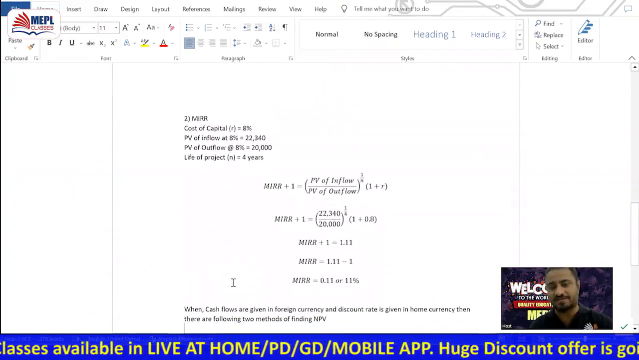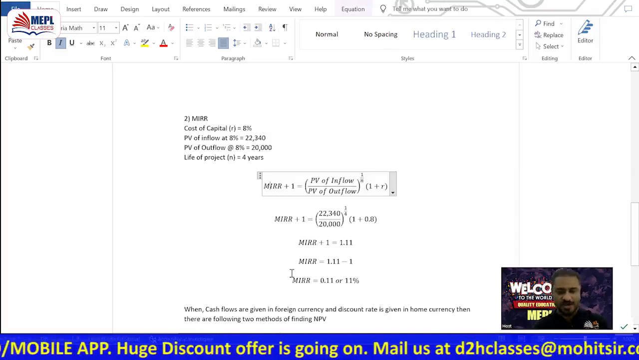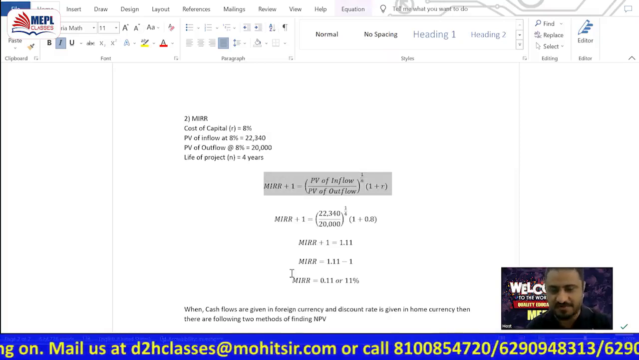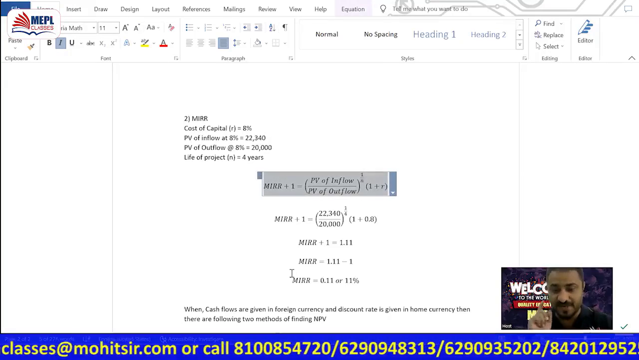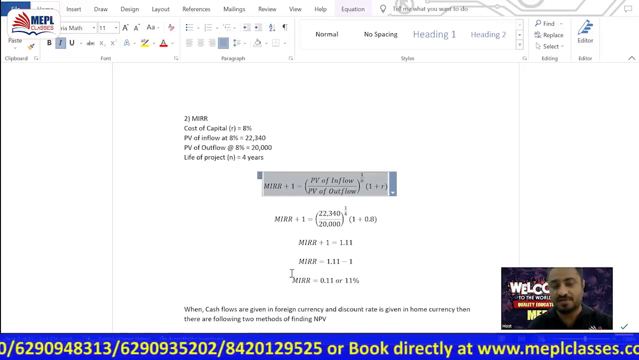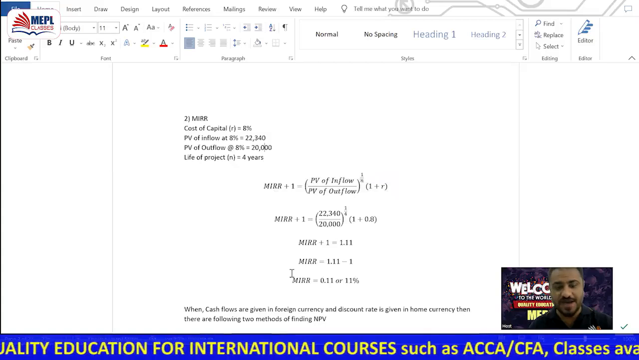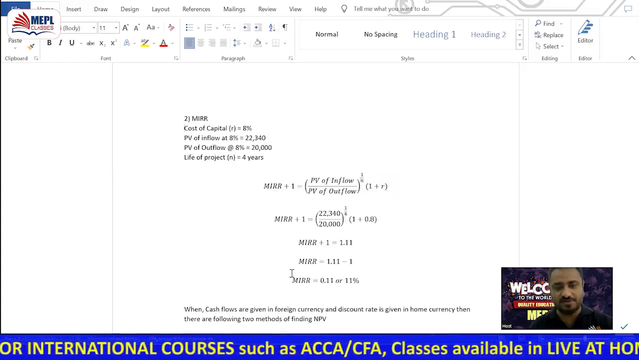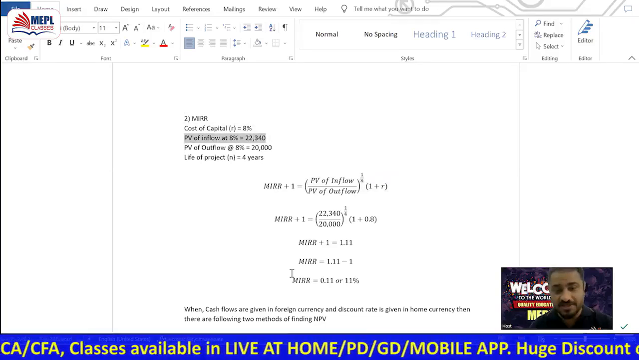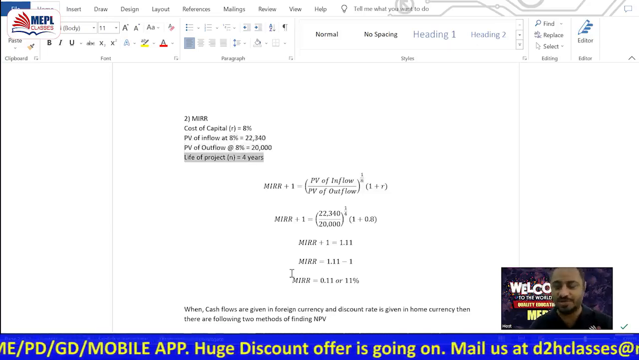What is MIRR? So first, let's understand the concept. The formula is MIRR plus 1 is equal to present value of inflow divided by present value of outflow, raised to power 1 by n, where n means the life of a project, multiplied by 1 plus r, your required rate of return. So what do we need to calculate the MIRR? Four things. Cost of capital, which is given in the question. Present value of inflow at the given cost of capital, which we know already. Present value of outflow at the given cost of capital, we know it already. And life of a project, we know it already.